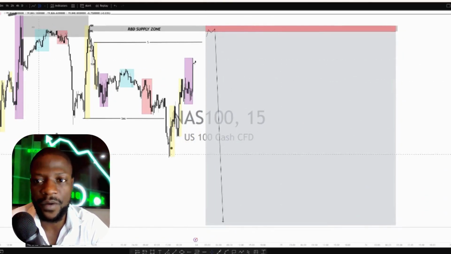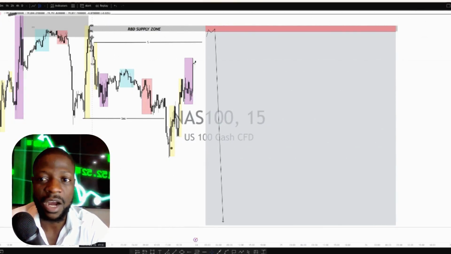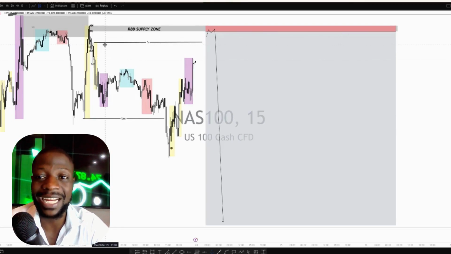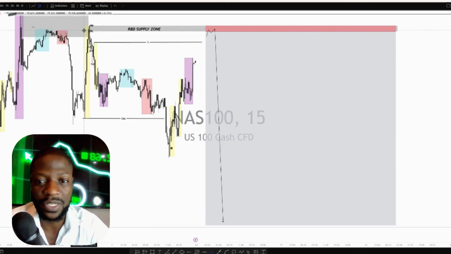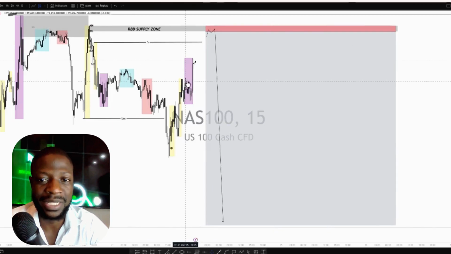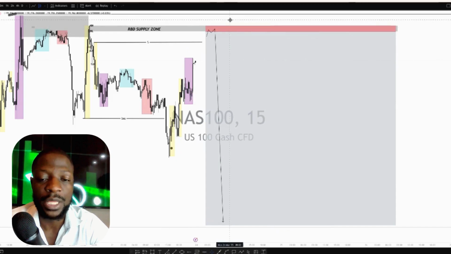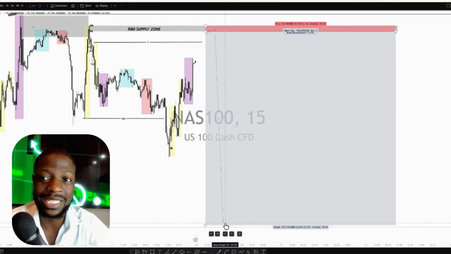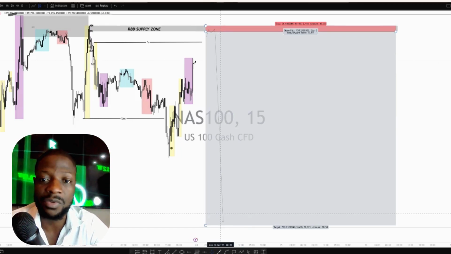So we have a very nice rally based drop supply zone with a break of structure, with anticipation of liquidity at this level right here, and we have a nice order block on the lower time frame right there. So what we want is to see the market come into our area, then look for a confirmation, then we are going to sell all the way to this level right here. So this is a potential 1 to 33 risk to reward ratio.